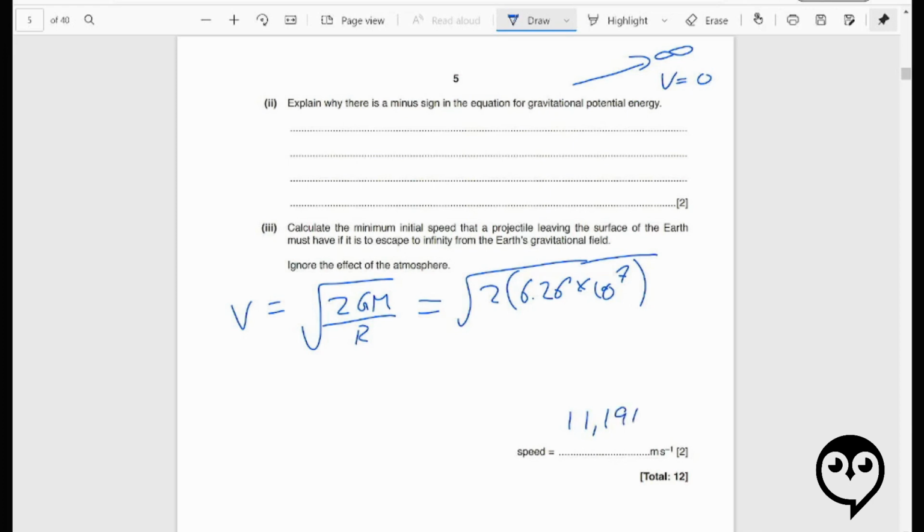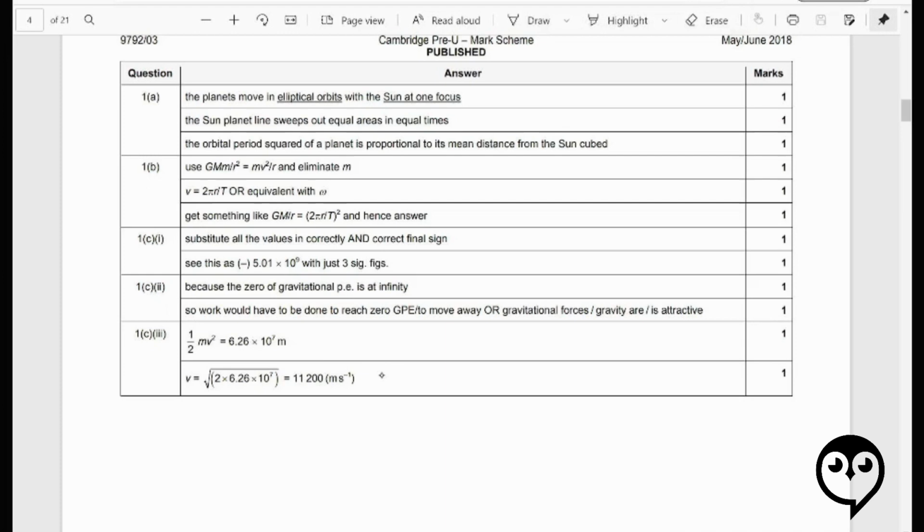We usually get around 11,000. Or they say sometimes 11 kilometers per second, 12 kilometers a second. Looks to me like maybe 11.2 is all you're going to get. So there we go. That's escape velocity for Earth. And we check our answers. Yes, so they've rounded it to 3 significant figures, as they usually do for the Pre-U.